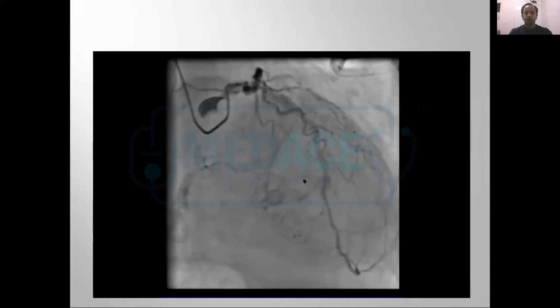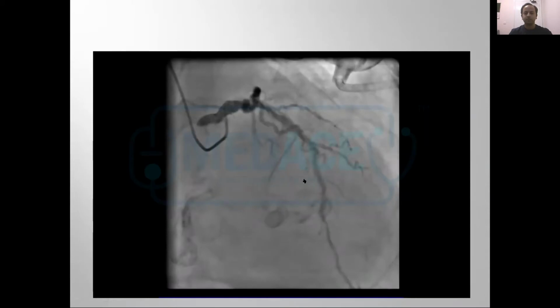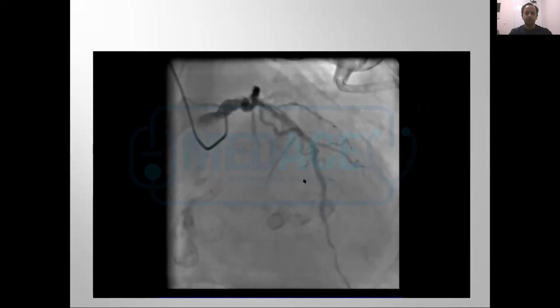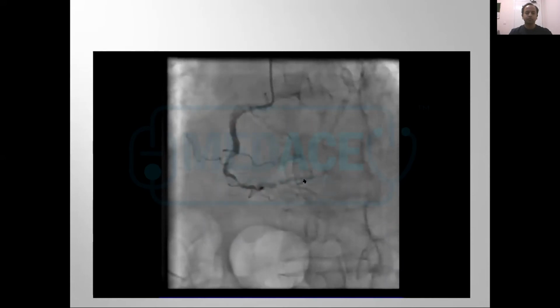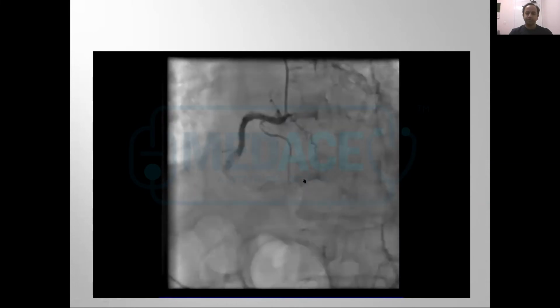So this is our cranial view, again showing severe calcification with moderate to severe diffuse disease in the distal LAD, and we can see collaterals supplying from the left to the right system. So this is the LAO view, which shows probably a dominant RCA with the CTO at the mid level and faint retrograde filling from the left system.